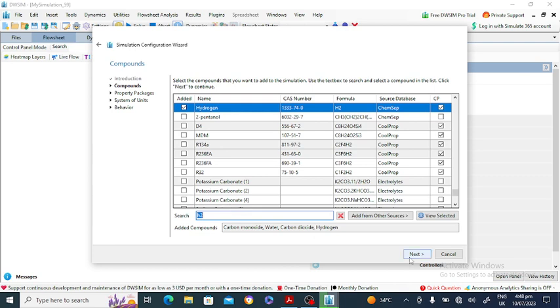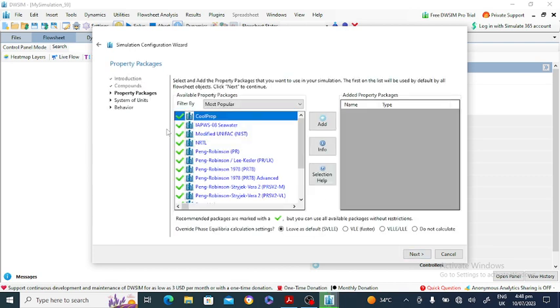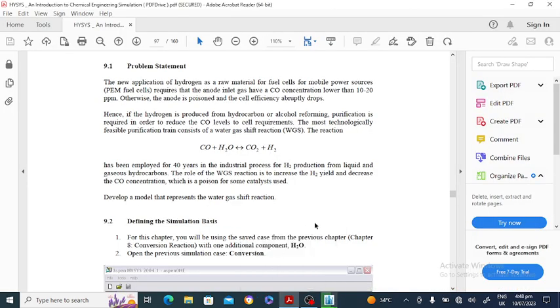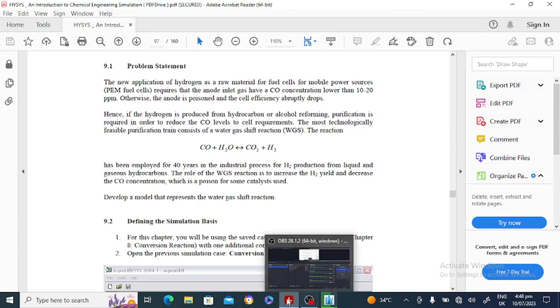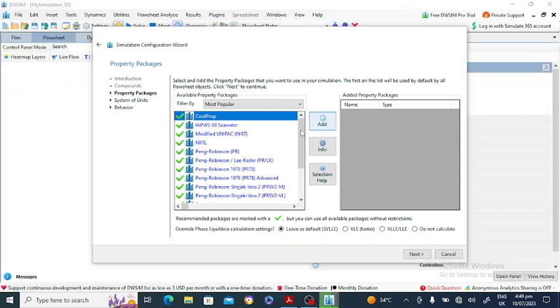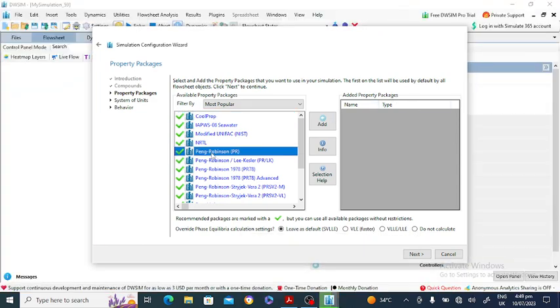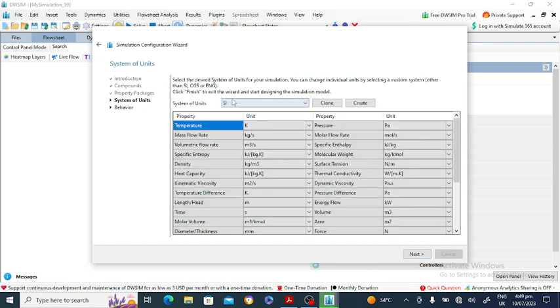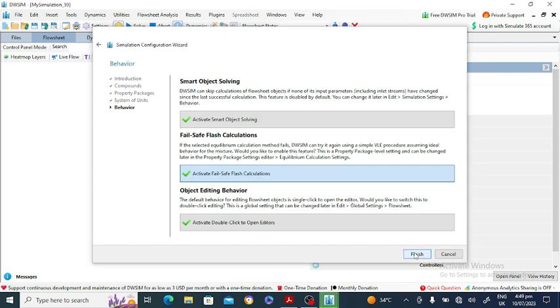Now click on next, and here you can choose the property package. In this problem we can use the Peng-Robinson equation of state or some other thermodynamic package. I am using the Peng-Robinson equation of state. Click on add. It is added. Click on next. Select the system of units. I am using the C5. Click on next and click on finish.